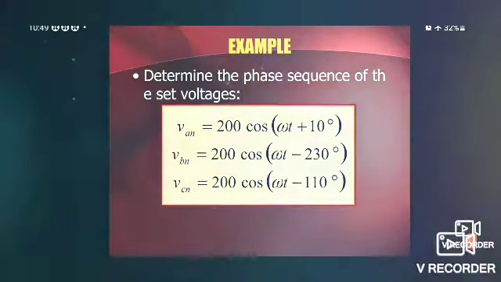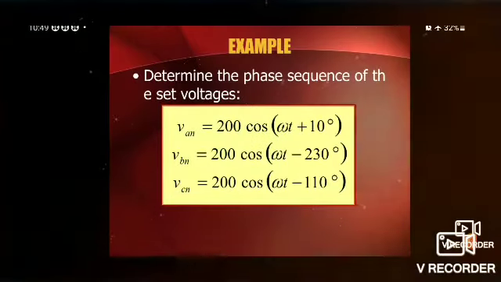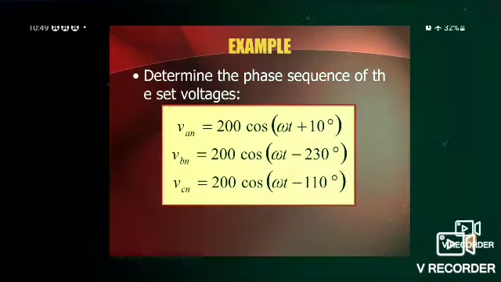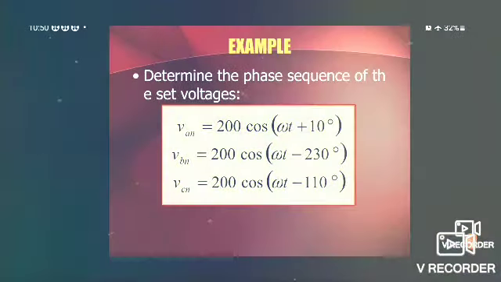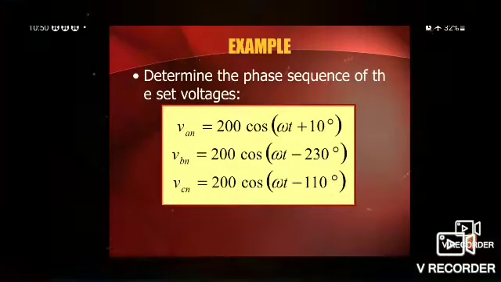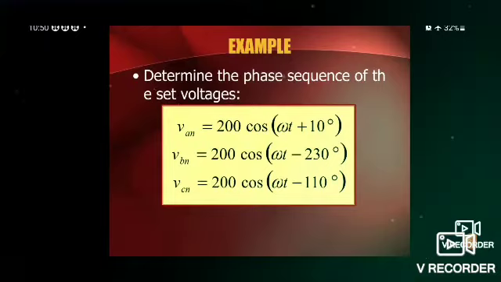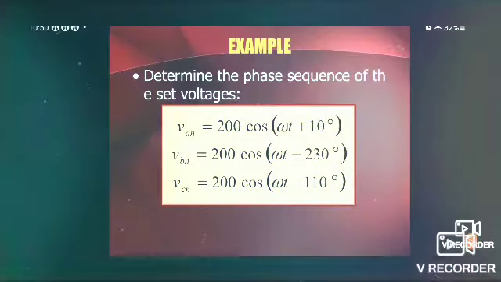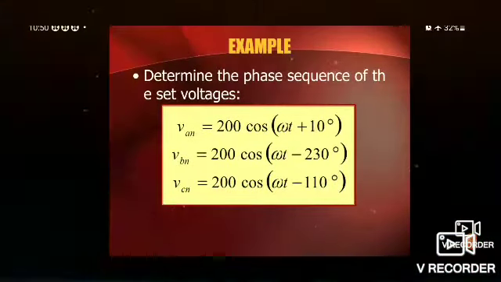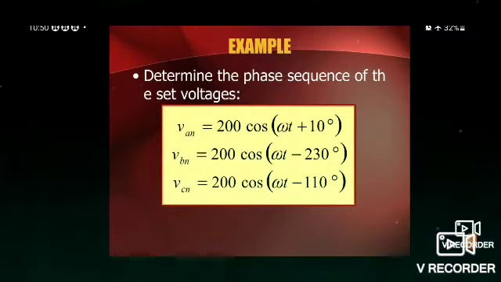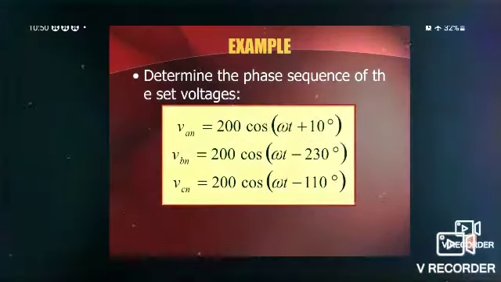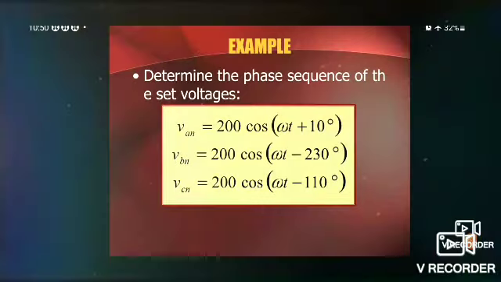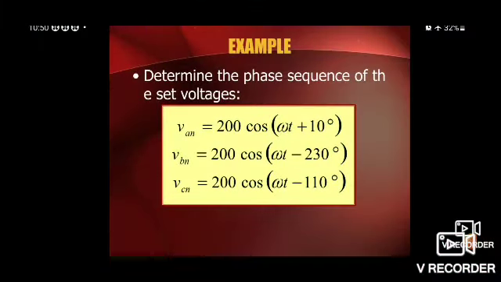See the example. Determine the phase sequence of the set of voltages Van, Vbn and Vcn. Van is 200 cos of omega t plus 10 degree. Vbn is 200 cos of omega t minus 230 degree. And Vcn is 200 cos of omega t minus 110 degree. That is, it has negative sequence. Have you cleared? It has negative sequence.